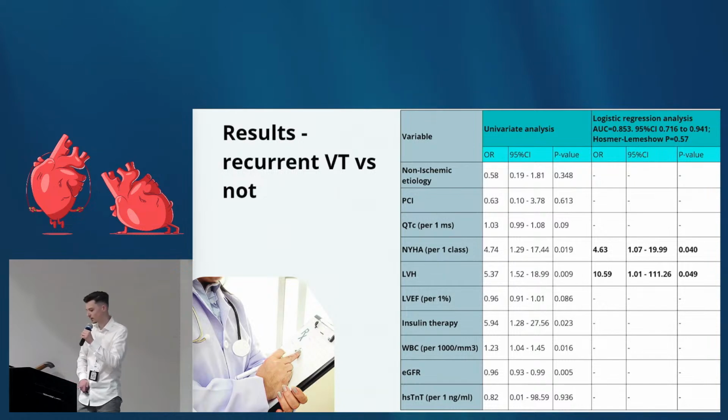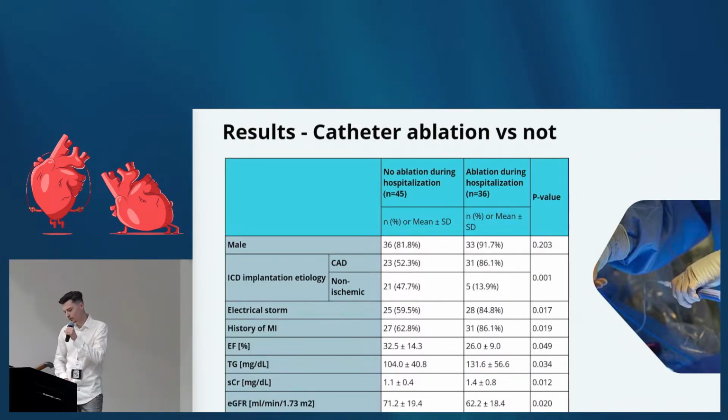What is more, it's worth noting that the univariate analysis showed that the recurrence of VT was predicted by impaired renal function, left ventricular hypertrophy, white blood cells level, and New York Heart Association symptomatic class. Additionally, the logistic regression analysis confirmed that NYHA symptomatic class and left ventricular hypertrophy were independently associated with the relapse of VT.